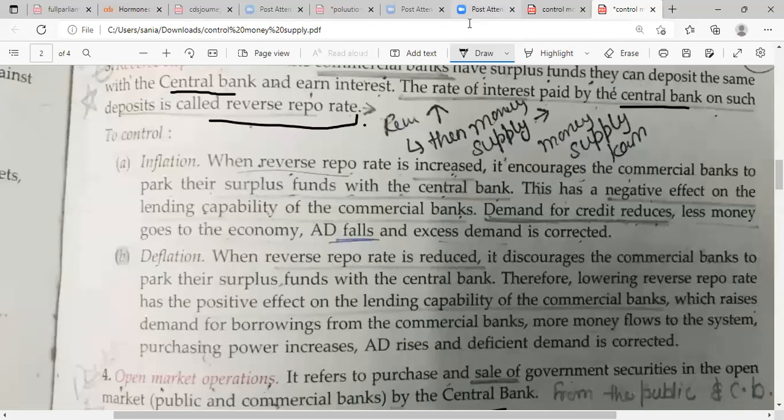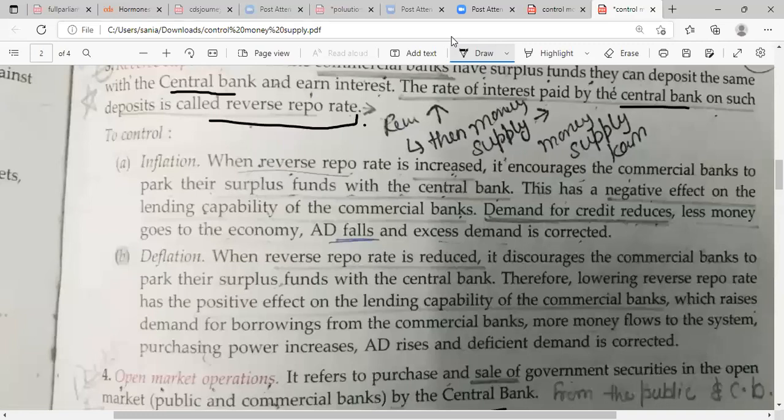Yeah, ma'am. Okay. So in inflation, when the repo rate is increased, it encourages the commercial bank to park, park means submit, their surplus fund with the central bank. As they can see that the central bank is giving more interest, they will keep more money. This has a negative effect on the lending capacity of the commercial bank. Demand for credit reduces. Less money goes to the economy. AD falls and excess demand is corrected.